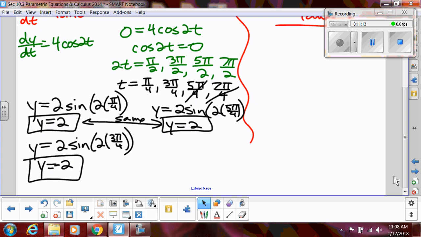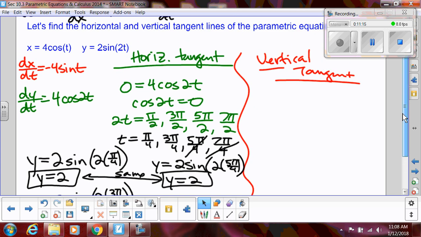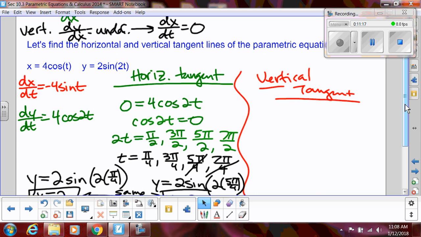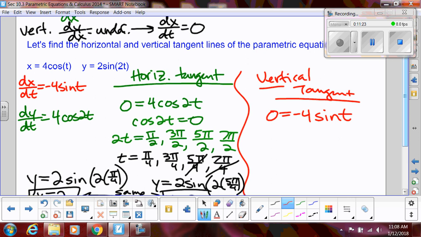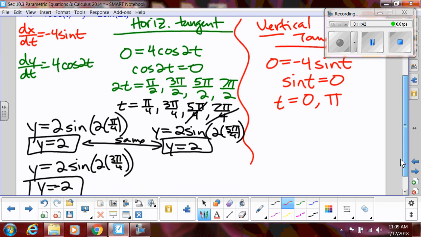All right, so now let's do vertical. Vertical tangent is when we set dx/dt equal to 0. So I have negative 4 sine t equal to 0. That's basically saying when is sine of t equal to 0. Here we don't have a 2t, so we don't have to worry about 0 to 4 pi. So in the domain of 0 to 2 pi, that'll just be 0 and pi where sine t is equal to 0.